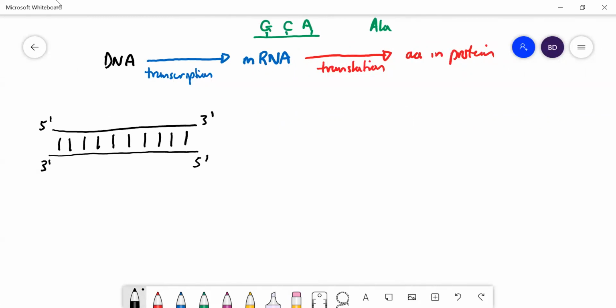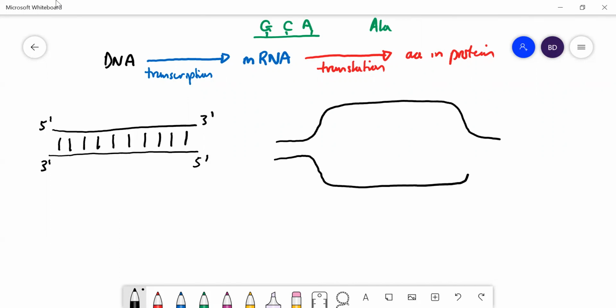Okay. Now, before transcription can occur, you have to break these hydrogen bonds between the 2 strands. So if I draw that, we get a little bubble forming in the DNA there. The hydrogen bonds are still intact here, but in this part, they've all been broken. Now, we need to make a messenger RNA, complementary to this strand here.